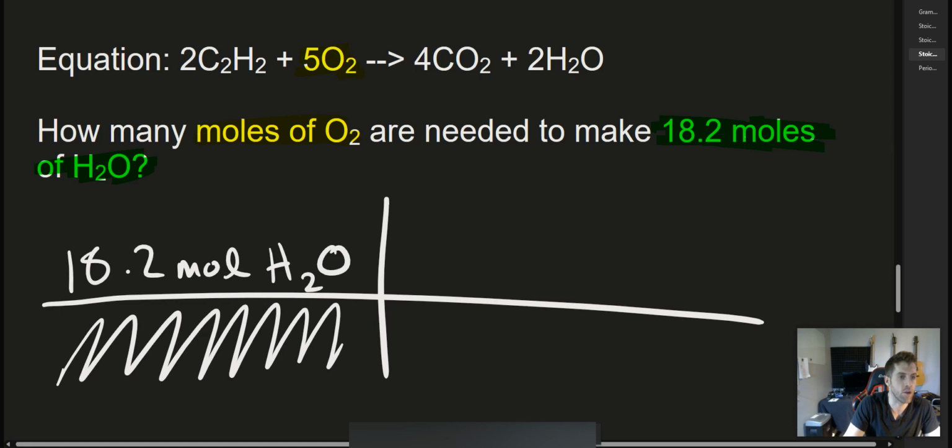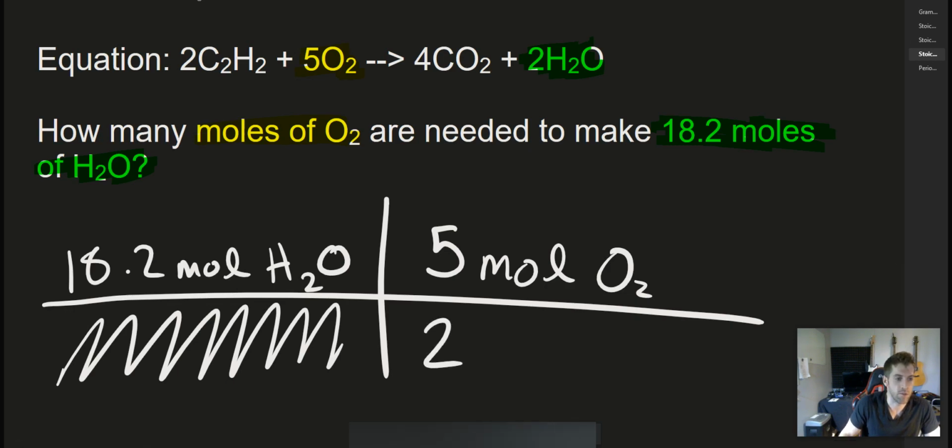We have a coefficient of 5 for O2, and we find our H2O. We have a coefficient of 2. That's our molarity, where that coefficient is. We are trying to find the O2, so we put it up top, 5 moles of O2, and we are trying to cancel out the moles of water, so we put it on the bottom.